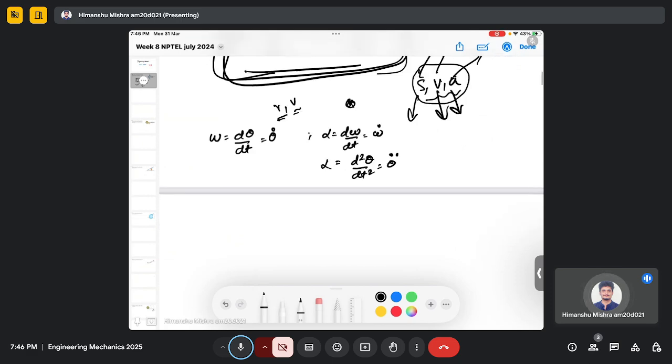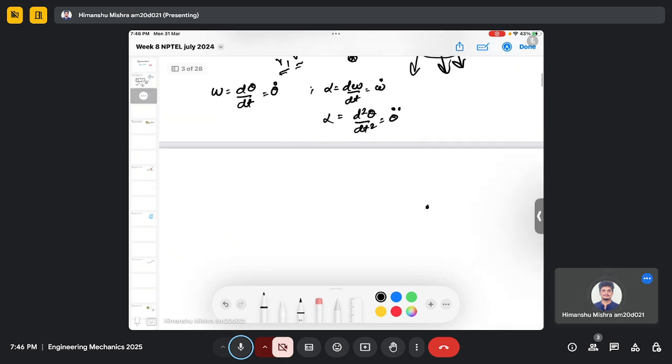Let's say you have a rotation about a fixed axis. This is your fixed point O, and this is point A, which is rotating about O, having angular velocity omega. And the second equation, alpha, is the angular acceleration, which is the rate of change of angular velocity. So omega is angular velocity, and alpha is angular acceleration.